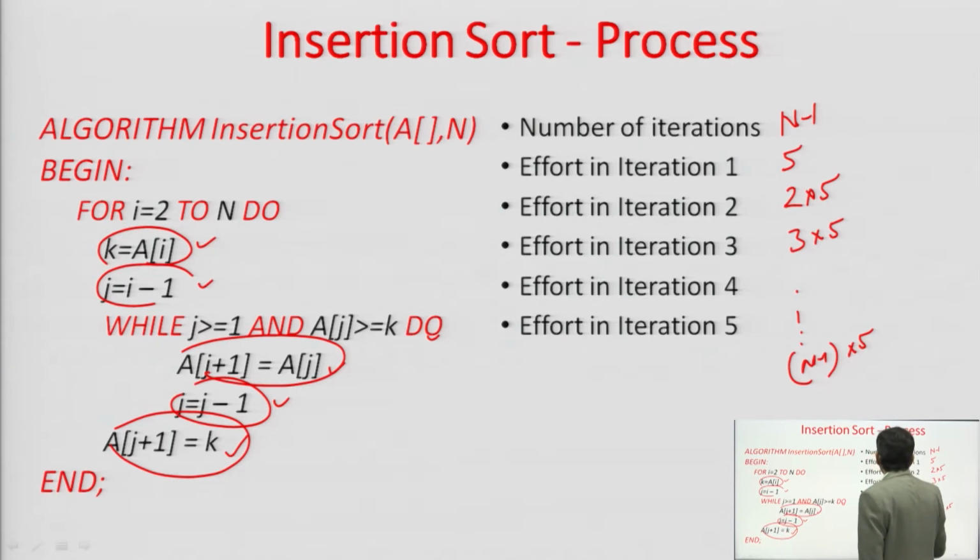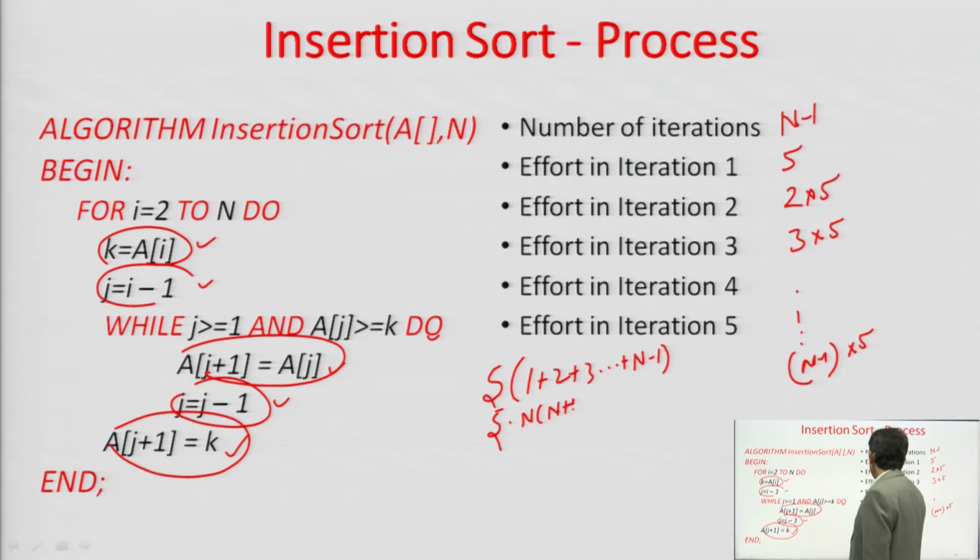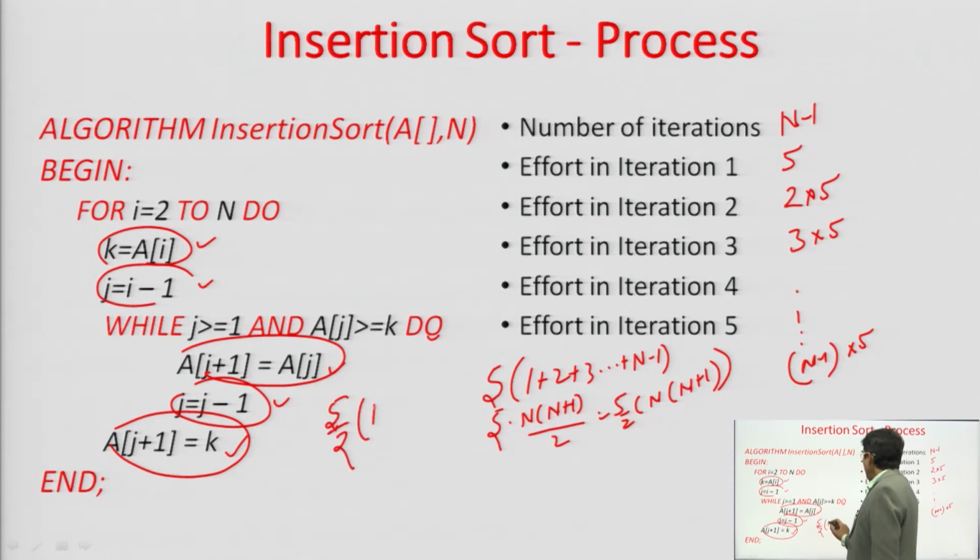In the n minus first iteration you will require n minus 1 into 5 total effort. If you sum all these, since 5 is common, you can take it as 5 into 1 plus 2 plus 3 and so on and so forth, up to n minus 1. This is a summation up to n minus 1, which can be written as n into n plus 1 divided by 2. So 5 by 2 into n plus 1. So this is the total effort required. You can write it as 5 by 2 into n square plus n.